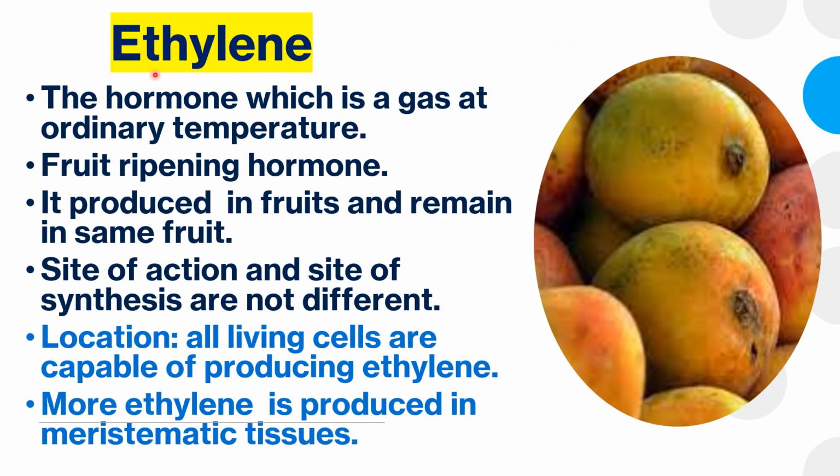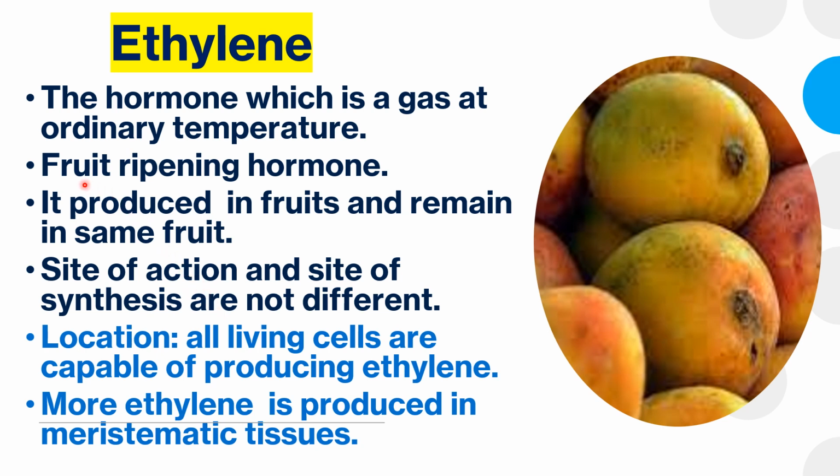Another growth hormone present in plants is ethylene, the hormone which is a gas at ordinary temperature. We can say ethylene is the only hormone which is a gas at ordinary temperature. It is produced in fruits and remains in the same fruit. That's why we can say the site of action and site of synthesis are not different. That is the same.